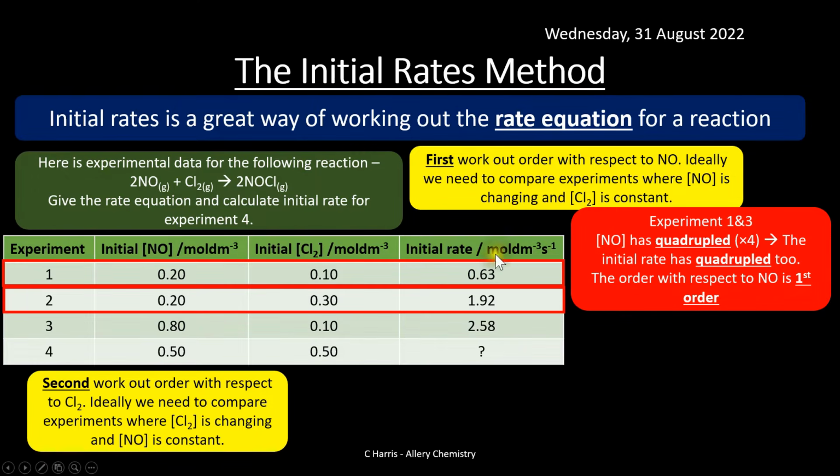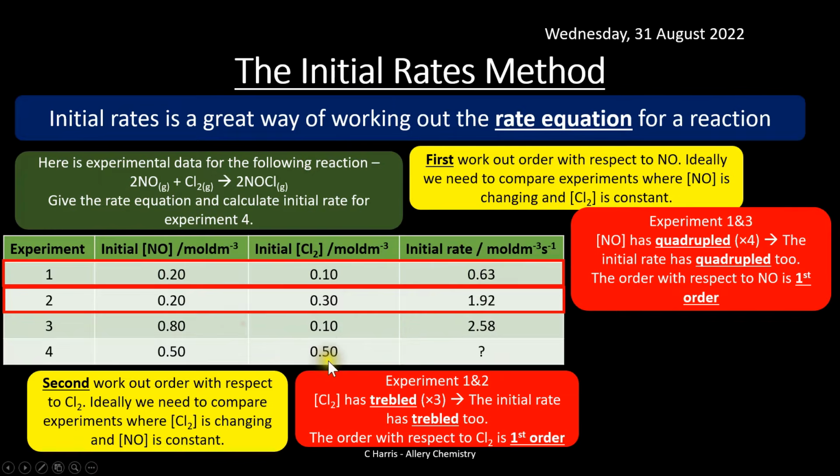Now we can see here that rate is changing, so we can see that chlorine must have an effect on rate of reaction, because it is having an impact. Concentration of NO isn't changing here. So we can see here the concentration of chlorine has trebled, and the initial rate has trebled as well. So the order with respect to chlorine, Cl2, is first order as well.